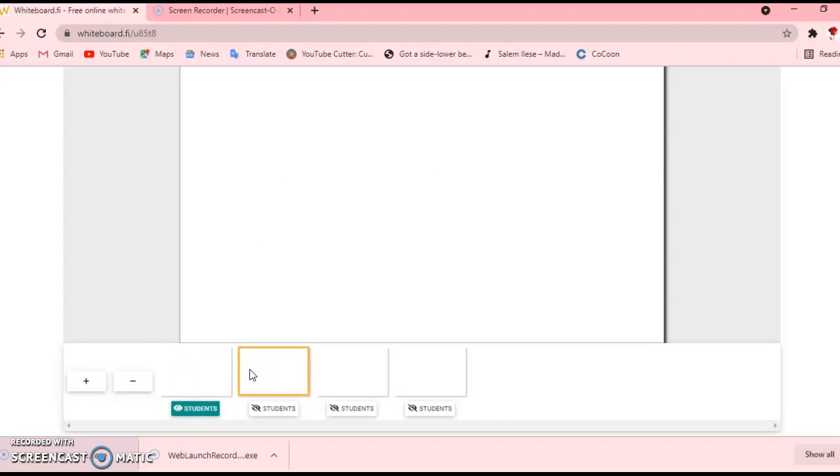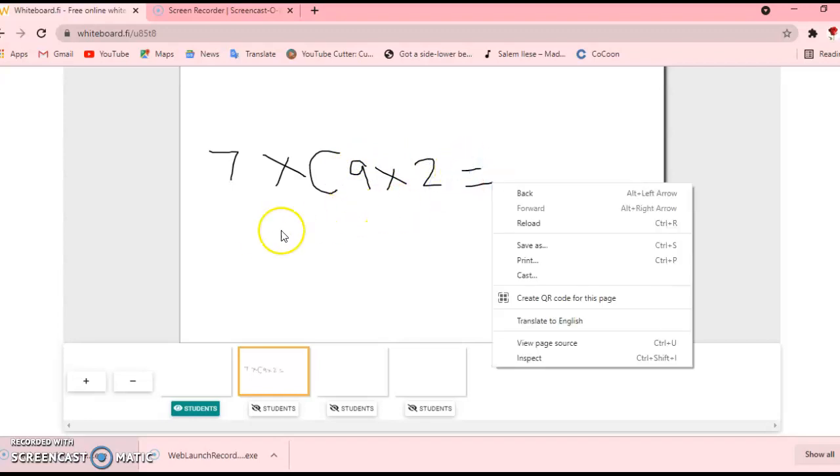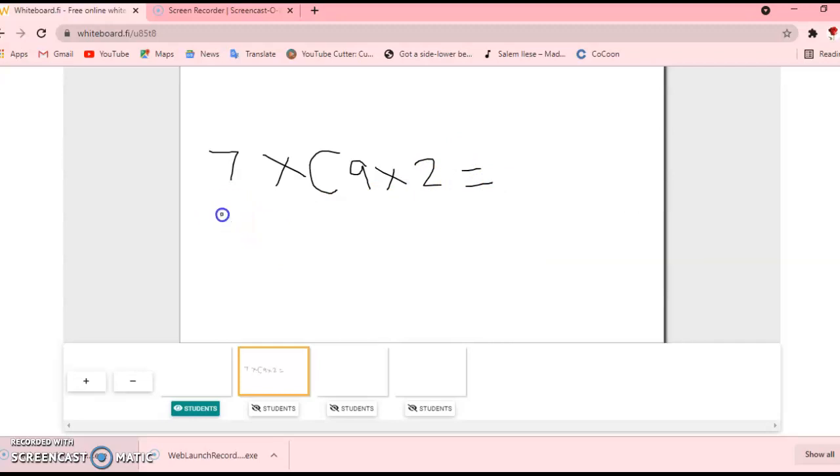Associative property. Whole numbers are associative under multiplication. Example: 7 into (9 into 2) equals 2 into (9 into 7).